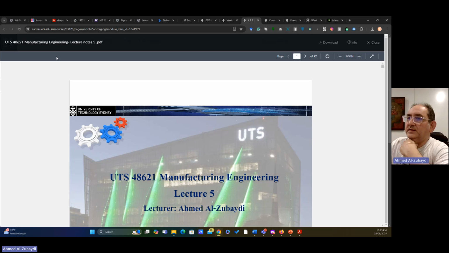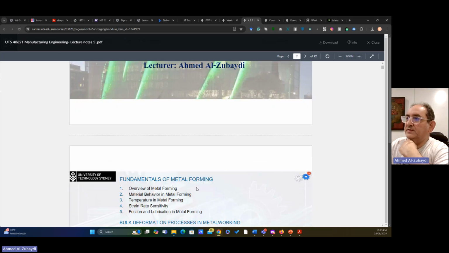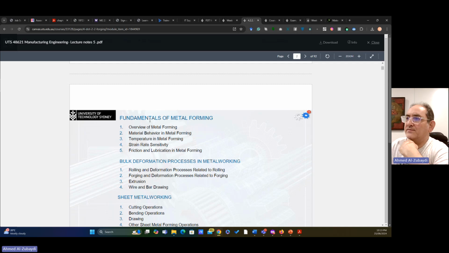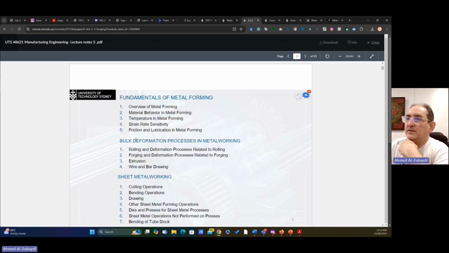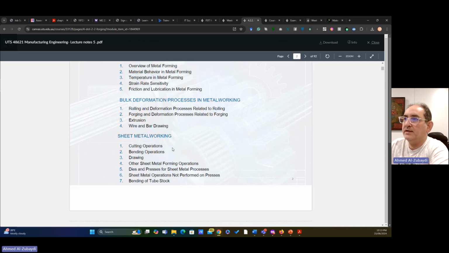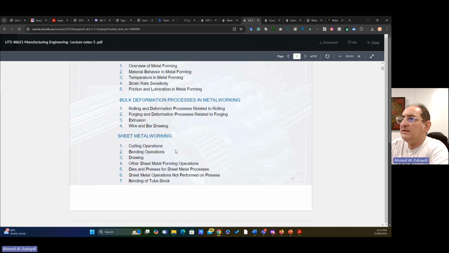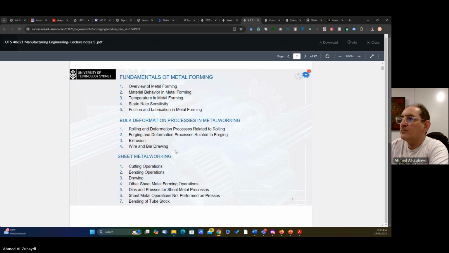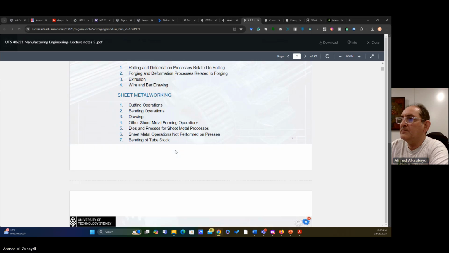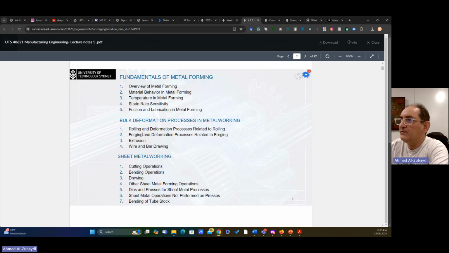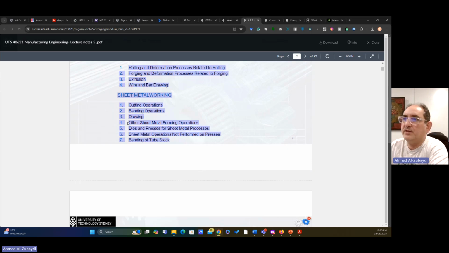This was previously in lecture number 5 material, and you can see here we have the fundamental elements of forming. We're talking about bulk deformation and sheet metal working, and this will be the most important thing that we need to go through. The forging is here, yeah. The forging, extrusion, the rolling and deformation processes, and we have the wire and wire drawing, and also the sheet metal working, which we're going to deal with instead of bulk.